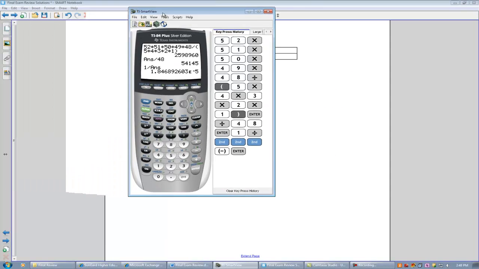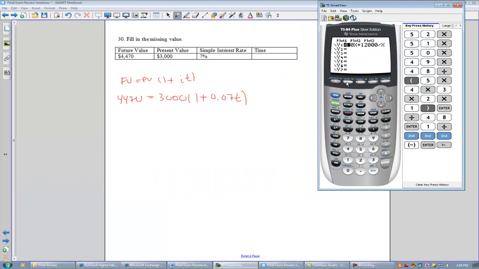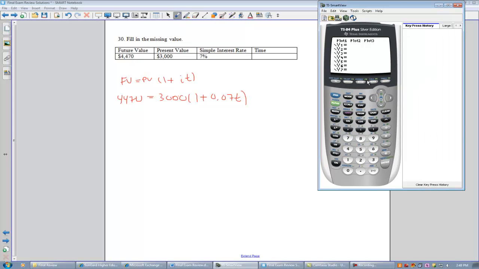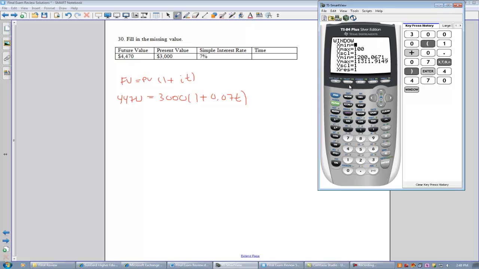So I'm going to take my calculator and hit y equals and clear all this out. And I'll graph the right, which is 3,000, left parenthesis 1 plus 0.07x, in parenthesis, then hit enter and 4470 for y2. And then I'm going to make my window. Now here's where I have to think a little bit. So where do you want to make your window from? Well, let's go from 0 to 10 years and see what that does. It's not a lot of money, so I would expect it to be paid back within 10 years. So let's do 0, enter, 10, enter, and then zoom fit it.